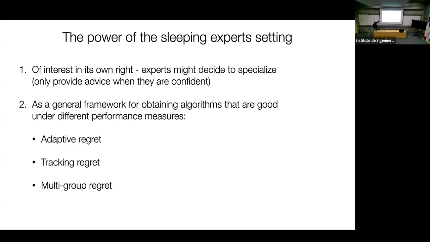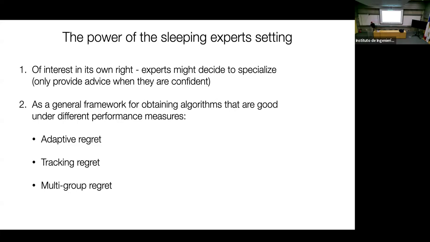You can get those using the sleeping experts framework, right? So this is going to be a reduction idea. Tracking regret, I'll wait until we get there, but I'll explain this as well. It's another notion of regret, which is much more powerful than the one I've shown so far. This one I won't talk about at all, but take it offline if you want. It's kind of related to adaptive regret.